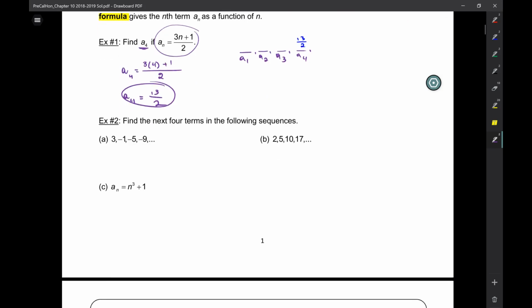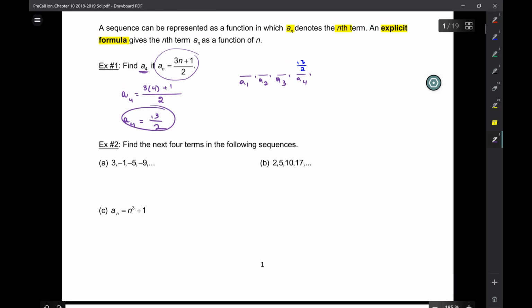Here, it says to find the next 4 terms in the following sequences. So you're given, this is a different example now. In example 1, we didn't know anything. All we had was an explicit formula in order to find specific numbers. In this one, we're given a couple of them, and based on what we're given, we have to recognize a pattern and figure out some of the other ones that follow. In fact, it wants the next 4 terms in the following sequences.